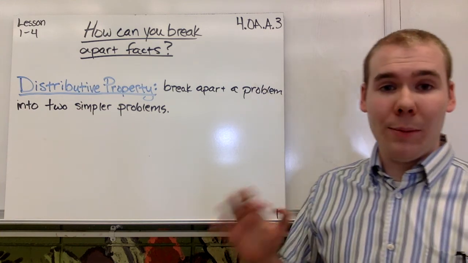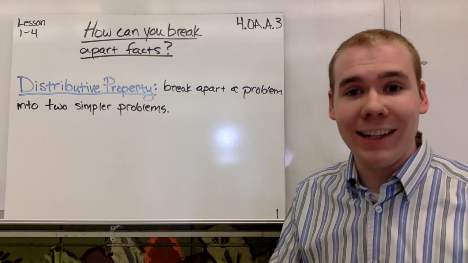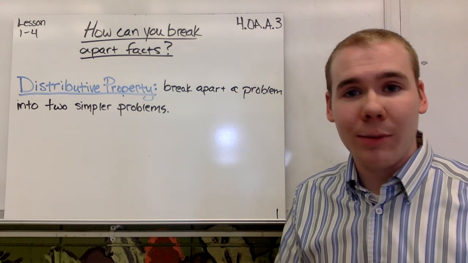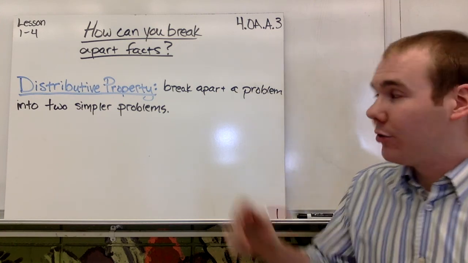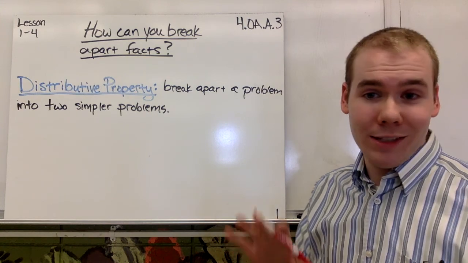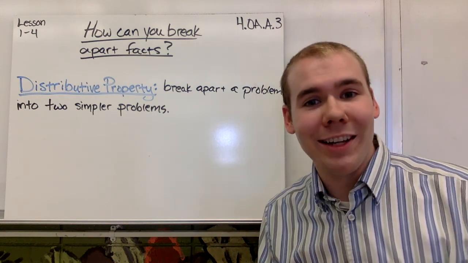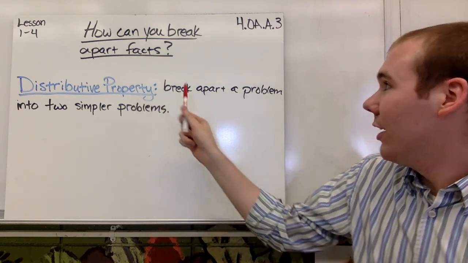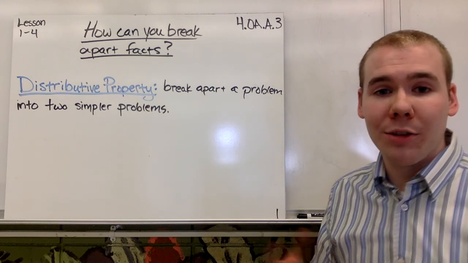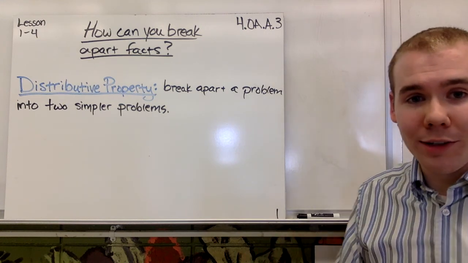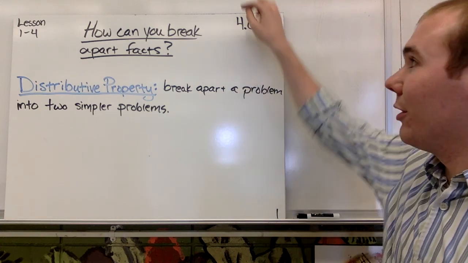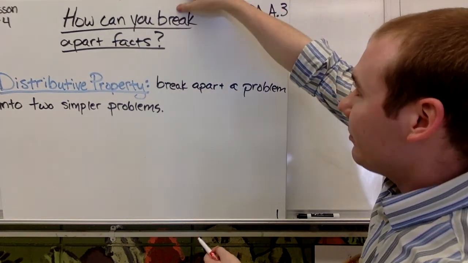Now, we've talked a lot about properties. We've talked about the zero property, the identity property, and we've also talked about the commutative property. Well, the distributive property is a new one, and it's the only one we're going to learn today. I'm not going to give you three in one day again. The distributive property is when you break apart a problem into two simpler problems. So we distribute the bulk of the problem to two smaller problems.